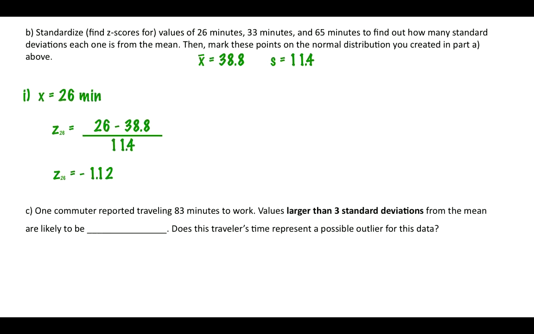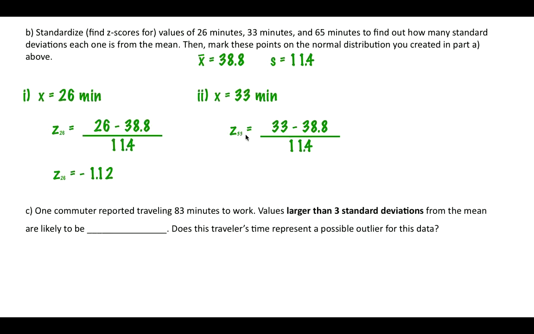And this is just using your Z score formula for the sample, where the X value is the value that you're standardizing, minus the mean, which is 38.8, over the standard deviation, which is 11.4. So it's the value you want to standardize minus the mean over the standard deviation. And we just do Z sub 26 so that we can keep track if we're finding multiple Z scores, which we are. So here we have 33 minutes as our second Z score we want to find. So this one we'll label as Z33.